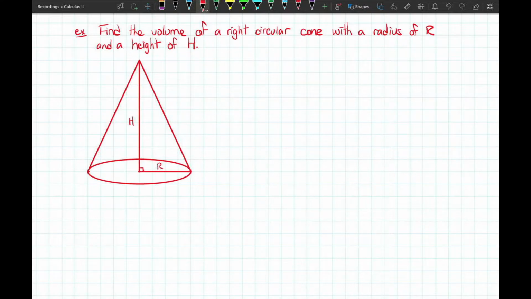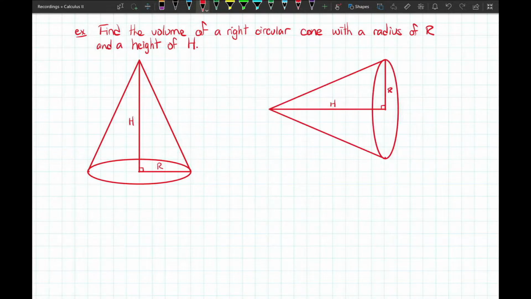Now, when I draw a cone, I like to usually draw them so that the flat base is resting on the table and the pointy part is pointing upwards. But that's not the only way to draw a cone. We could just as easily have the axis of revolution be horizontal. Now we can maybe think about either one of these scenarios, but we should get the same value no matter what we choose. So in the left example, we have a vertical axis of revolution, and in the right picture, we have a horizontal axis of revolution.